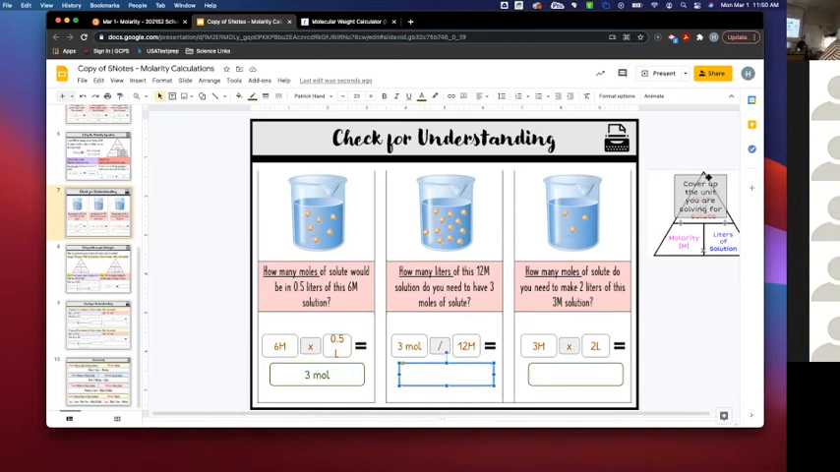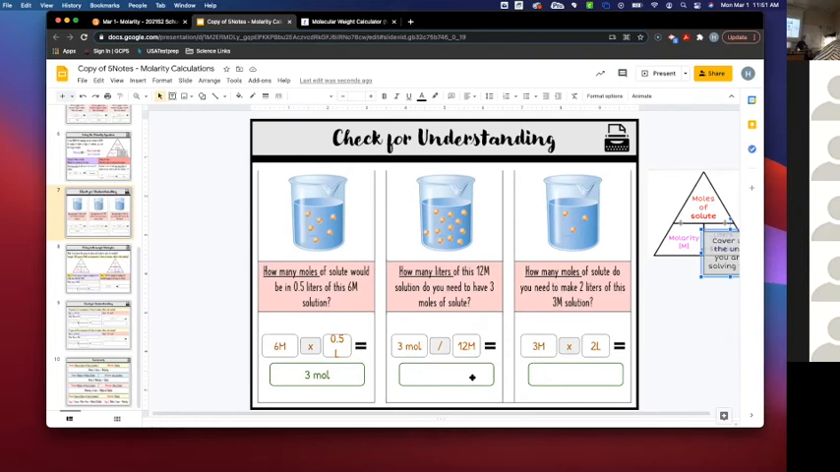So if we're looking for liters, we can actually cover it up. Okay, and it's going to tell us moles of solute divided by molarity. So the moles that it gives us is 3 moles. So that goes first. Then divided by molarity. So then right here, 12 molar, or capital M, goes second. So 3 divided by 12, yes, it does matter what order they go in, except for the multiplication ones. That one doesn't really matter.